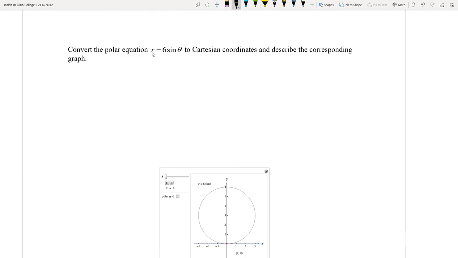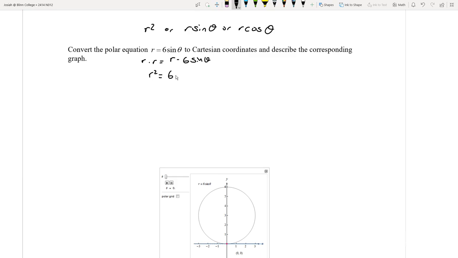Well, when we have r, that's not particularly helpful. We either want maybe r squared or maybe r times a trig function. That's the only way that we'll be able to convert r into some sort of x or y combination. Similarly, with sine, we don't really have any way of just converting that. We like to have an r associated with it. So what we'd like to do here is just multiply both sides by r.